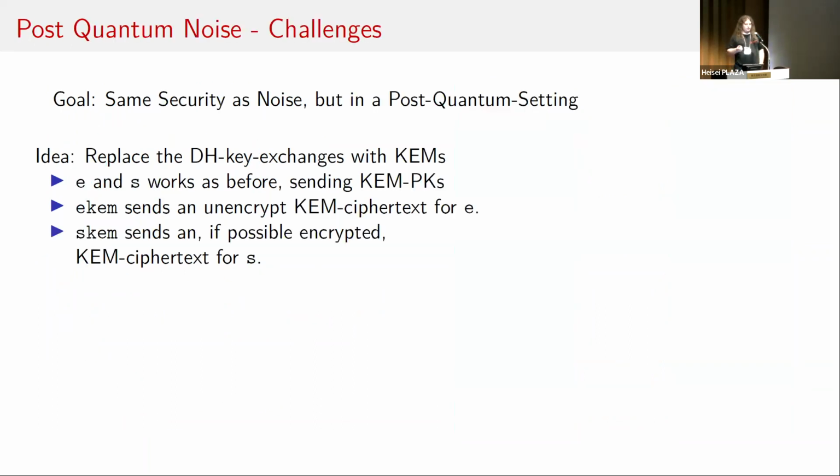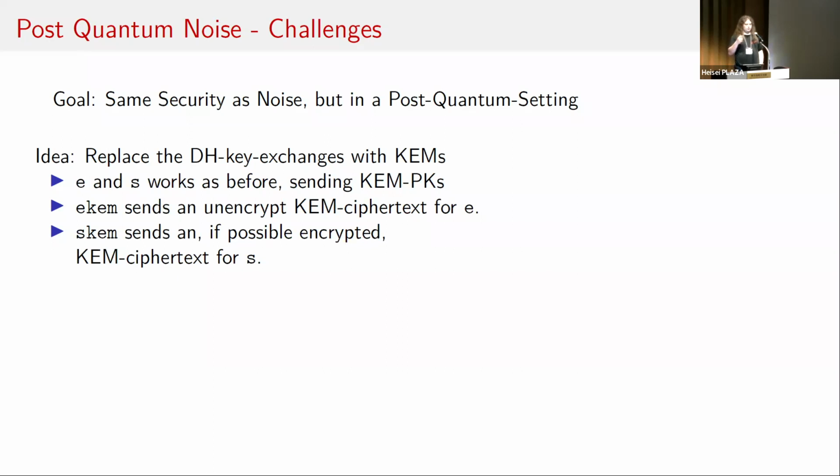And now our goal was, we want to have essentially the same thing, but secure in a post-quantum setting. And the most obvious idea you could have is, let's just replace all these Diffie-Hellman key exchanges with key encapsulation mechanisms. And for some parts this works very simply. So if you have the ephemeral token, so the E, you just send an ephemeral public key for a KEM, or same for static public keys. This all essentially works as before.